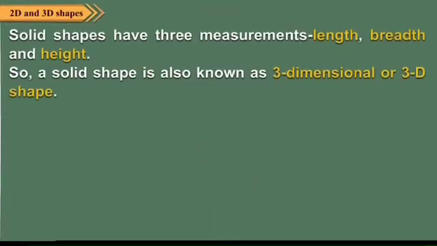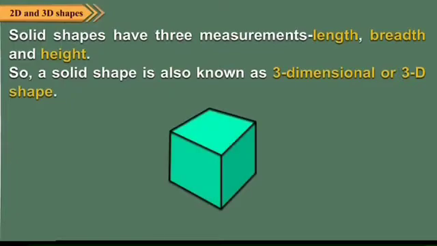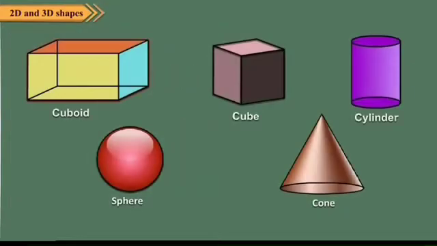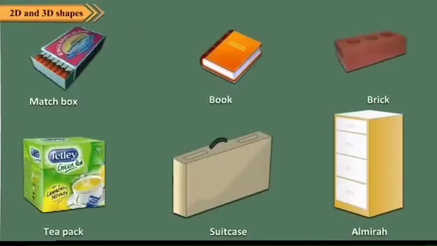Children, now let us know about some solid shapes. Solid shapes have three measurements: length, breadth and height. So a solid shape is also known as three-dimensional or 3D shapes. Solids have faces, edges and vertices. Some of the shapes of solids are: look at the shapes of objects shown here.